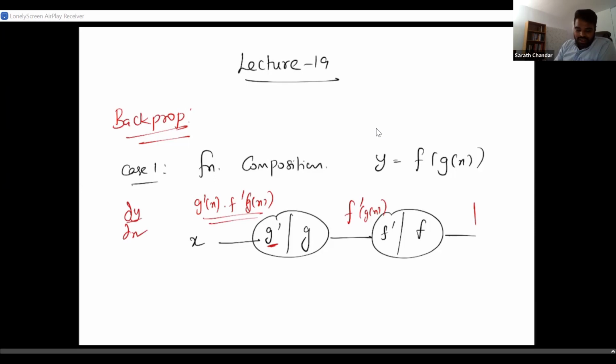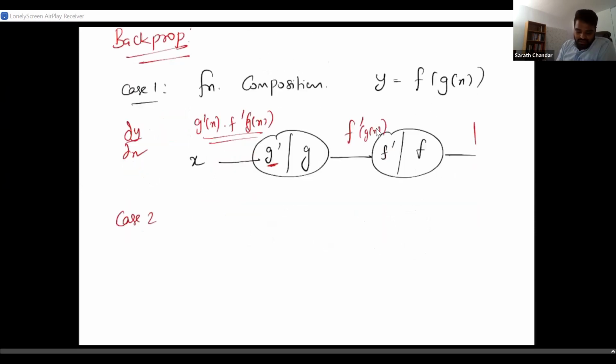Now, similarly, the second case is function addition.